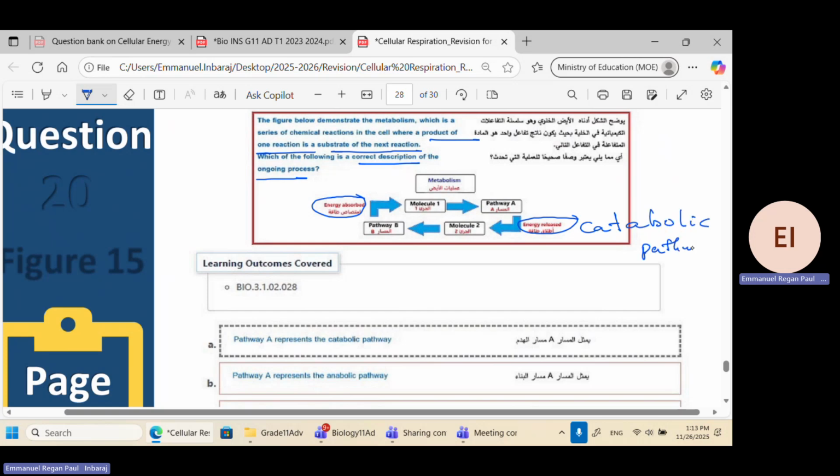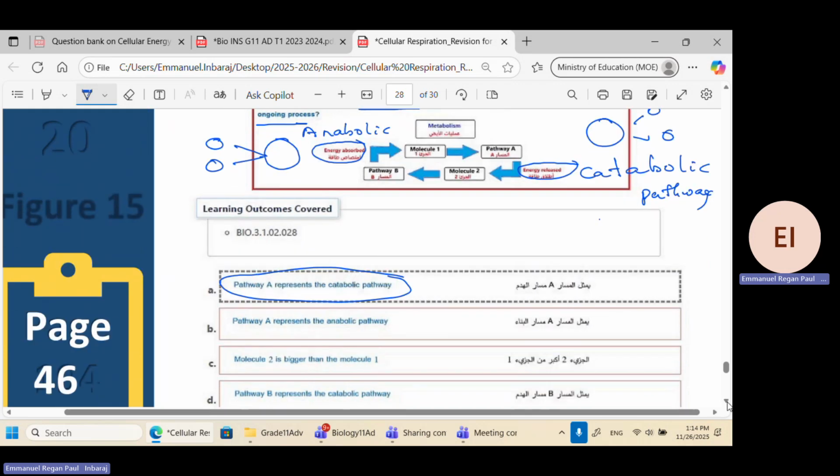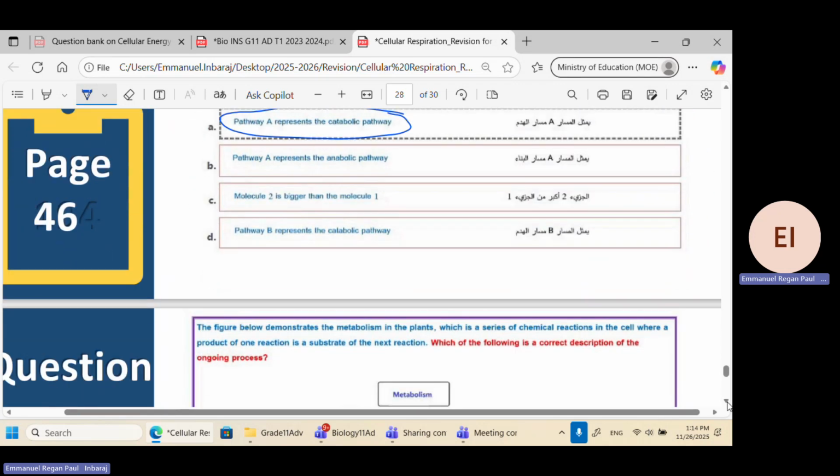In a catabolic pathway, the larger molecules are broken to smaller molecules. Energy will be released. And energy is absorbed when the small molecules are forming the larger molecule. So this is an anabolic pathway. Keep this in mind: anabolic pathway, energy absorbs; catabolic pathway, energy is released. So pathway A is a catabolic pathway. That is the answer.